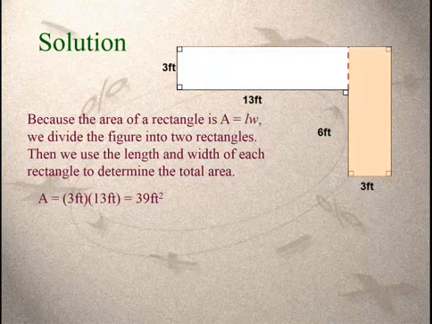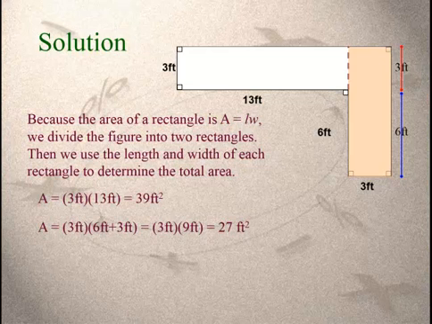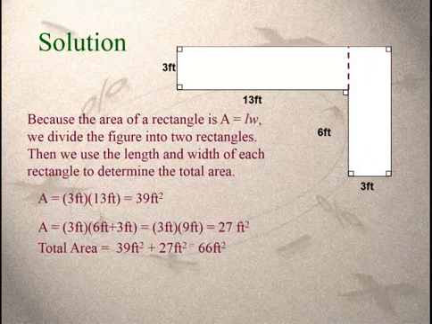The second rectangle. Notice that a portion of it is 6 feet, but we also have an additional 3 feet. So that total will be 9 feet. So we have 3 times the 6 feet plus the 3 feet, which is 9. Multiply that together, we have 27 feet squared. So to find the area for the complete diagram, we're going to add 39 feet squared to 27 feet squared, and we have a total of 66 feet squared, or square feet.